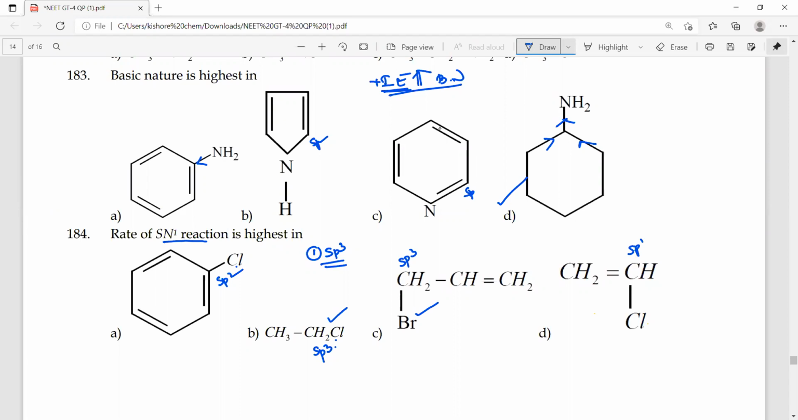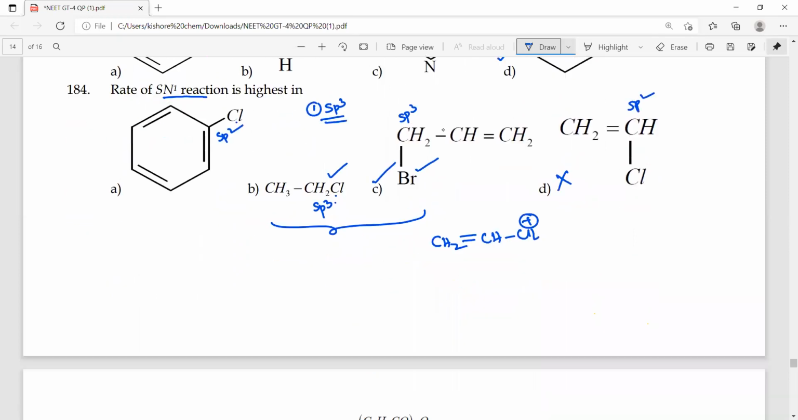But this chlorine is attached to sp2. Now, in these two, which one has more resonating structures? That is more stable and easily involved in the SN1 reaction. The third option favors the SN1 reaction, because the allyl carbocation is more stable.